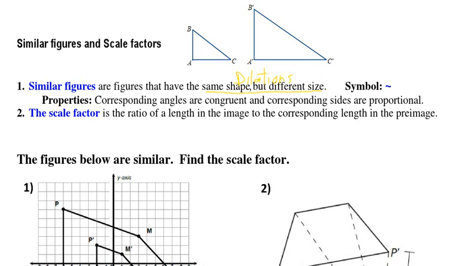There are two properties for similar figures, and they are here. Corresponding angles are congruent and corresponding sides are proportional. So corresponding angles being congruent, for example, if I have this pair of figures and they are similar, then C would be congruent to C prime, which is the corresponding angle to C. B would be congruent to B prime, and A would be congruent to A prime.